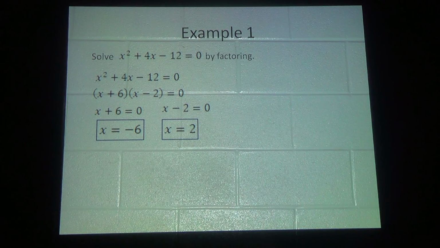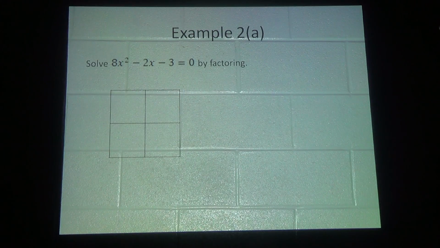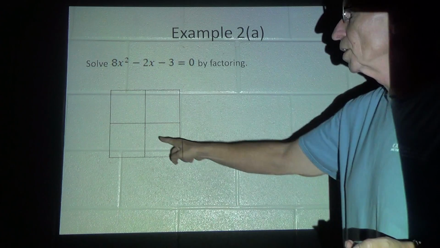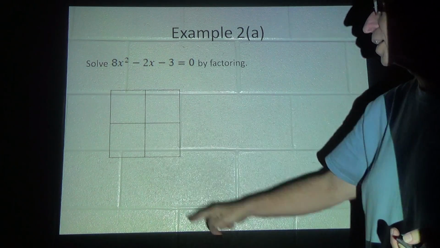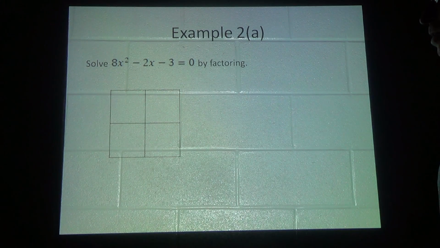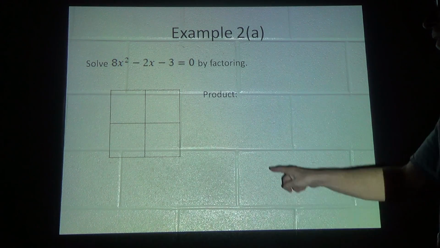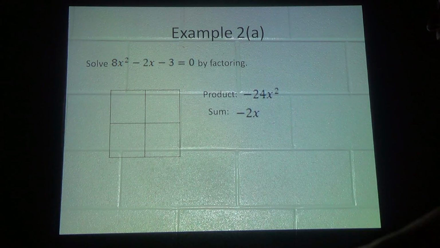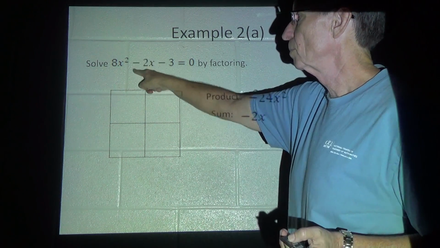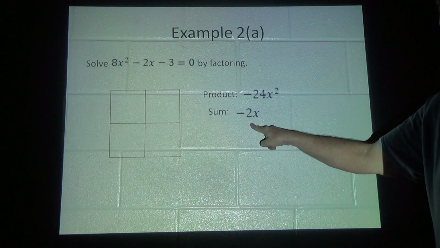Okay, let's take a look at example 2. It's a little bit more complicated. So this time we're going to go ahead and put the box here. So we know that 8x squared goes here and negative 3 here. So we multiply these together to get the product that we need to know about, which in this case is going to be negative 24x squared. The sum is going to be this term right here, which is negative 2x.